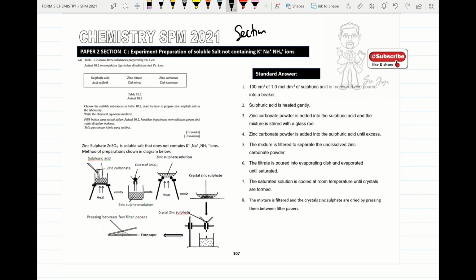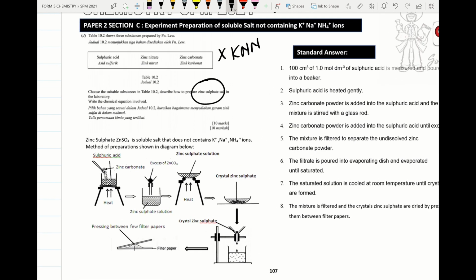This can come out in Section C. Question number 11: preparation of a soluble salt that does not contain K, Na, or NH4 ions. Please remember zinc sulfate. For sulfate salts, all are soluble; only barium, lead and calcium sulfates are insoluble. That means zinc sulfate is a soluble sulfate salt and does not contain K, Na or NH4 ions. Therefore, it can be prepared by neutralization: acid reacts with metal oxide or acid reacts with metal carbonate. We can take any of these.